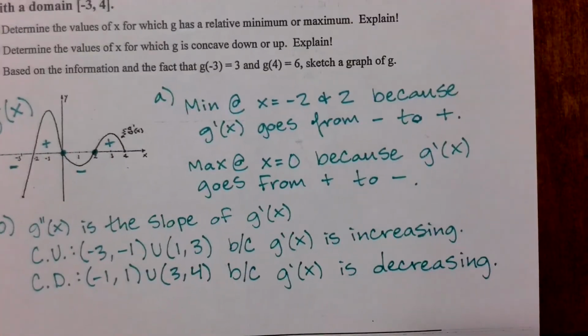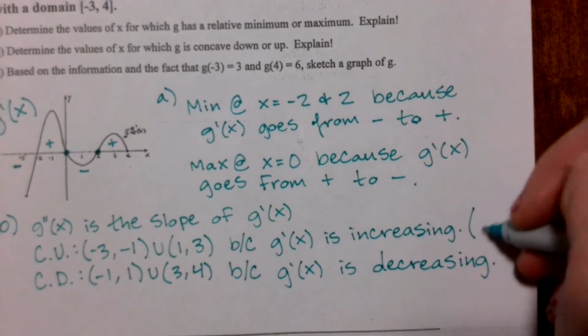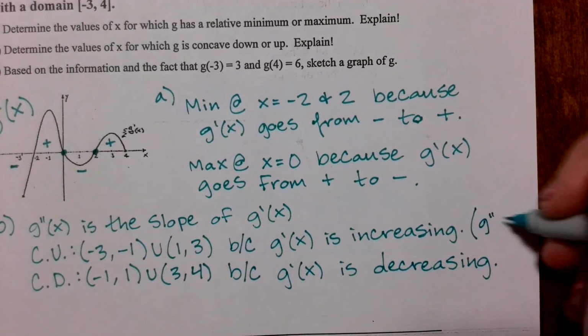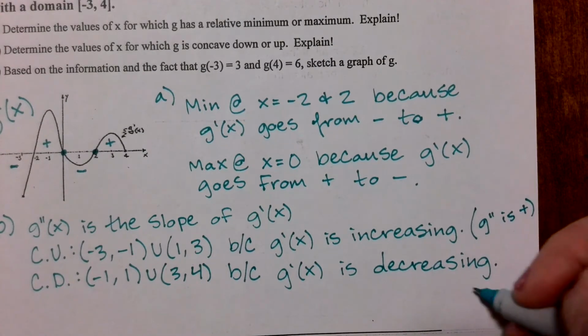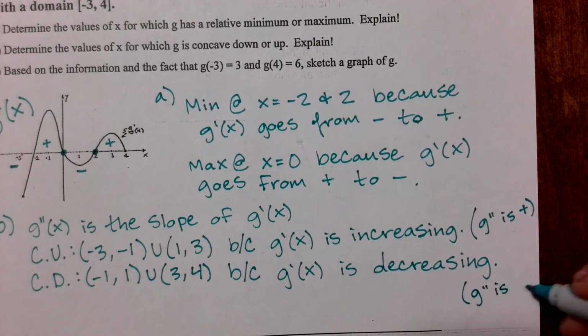Which, if you wanted to qualify that, this would be the same as g double prime is positive because it is the slope of g prime, and if g prime is increasing, the slope is positive, and that this is the same as g double prime being negative.